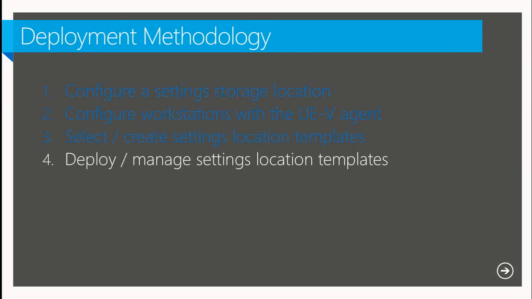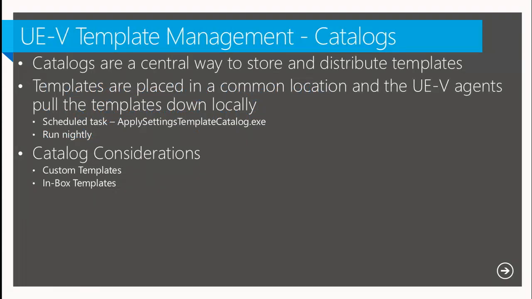So next in our deployment methodology, we want to talk about managing and deploying. So how do I do that with the templates? The first thing we want to talk about is catalogs. Catalogs are a great way to do this because they provide a central way to store and distribute templates. So a catalog is a common location where the UV agents look. And by default, they'll go out and look once a day, 3:30 in the morning. They'll go out and look to see if there's any change to that catalog. If there are, they'll download them and apply them.